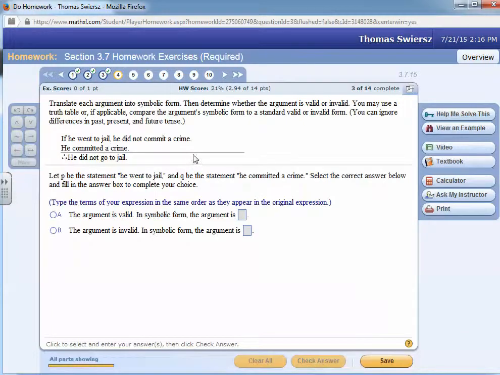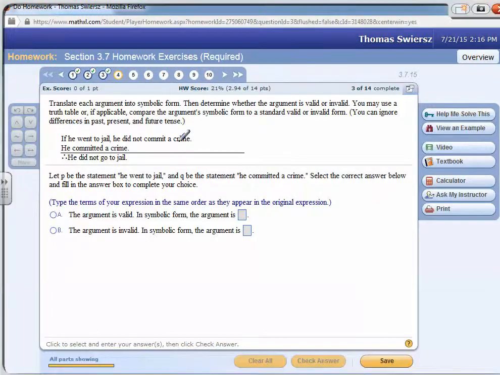Let's look at homework exercise number 4. Translate each argument in symbolic form and determine whether the argument is valid or invalid. You may use a truth table or compare to a standard valid or invalid form. Okay, so if he went to jail, let P be he went to jail. So that's one premise, if P, then, even though the word then's not here, it's an if-then, he did not commit the crime. Q is he did commit the crime.